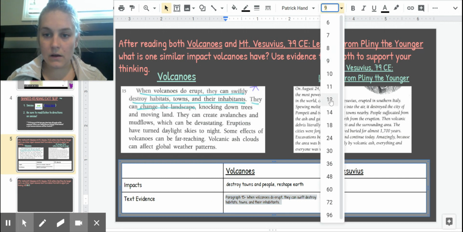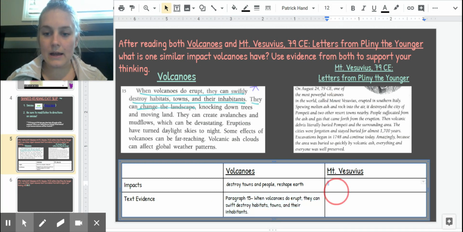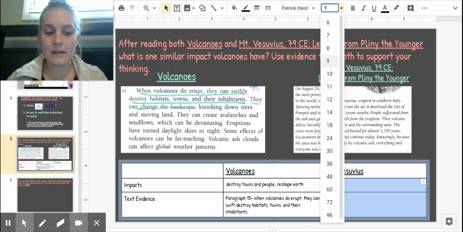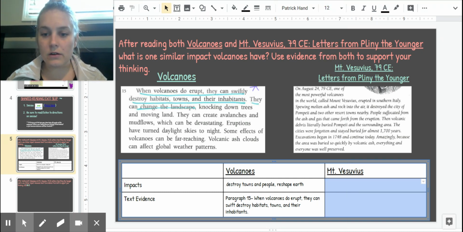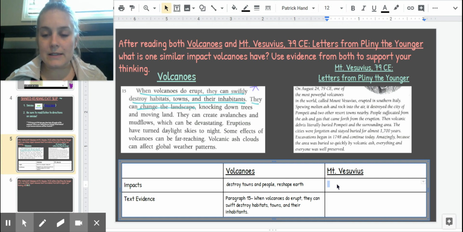many things. All right, I'm going to go ahead and continue with the next text, and then we're going to go on to write our RJ. So let's look up at the text. This is the introduction of the Mount Vesuvius 79 CE.